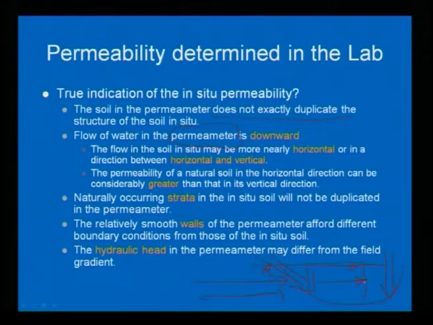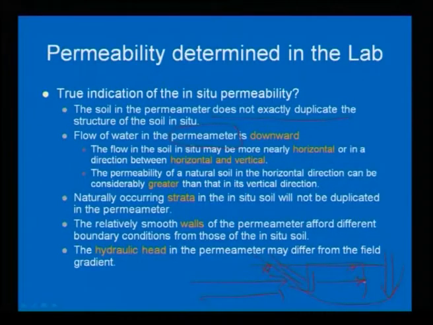Naturally occurring strata in the in situ soil will not be duplicated in the permeameter. Whatever the soil is in situ, we cannot make it exactly the same in the laboratory. The laboratory test is only an indicative of the in situ permeability. The relatively smooth wall of the permeameter offers different boundary conditions from those in situ.